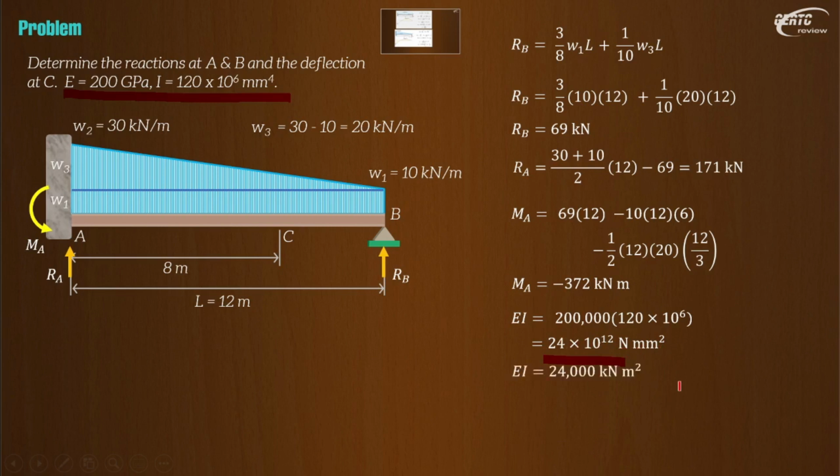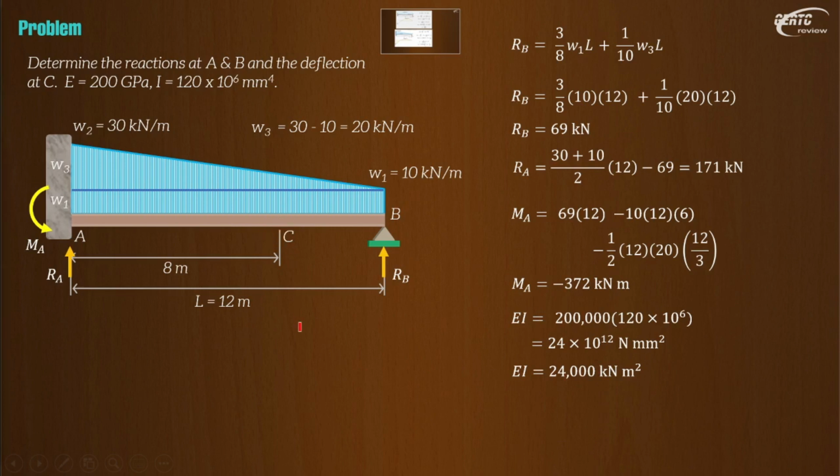1,000 cubed. This gives you 24,000 kilonewton meter squared. That will be our EI. Okay. Now, let's compute the reaction, or the deflection, at C.